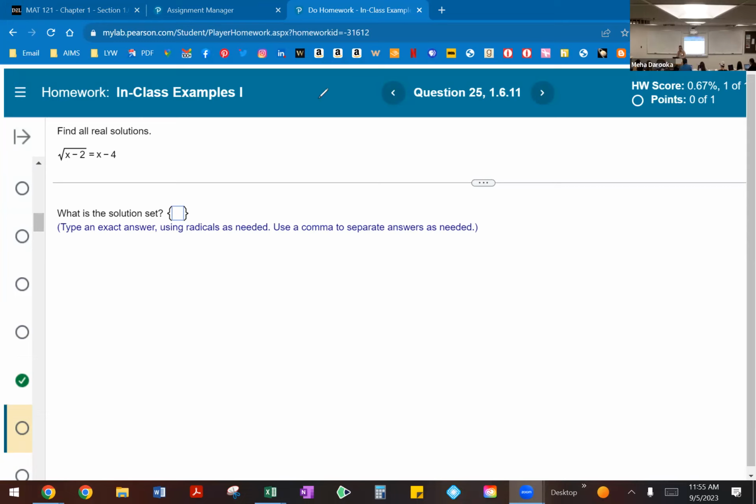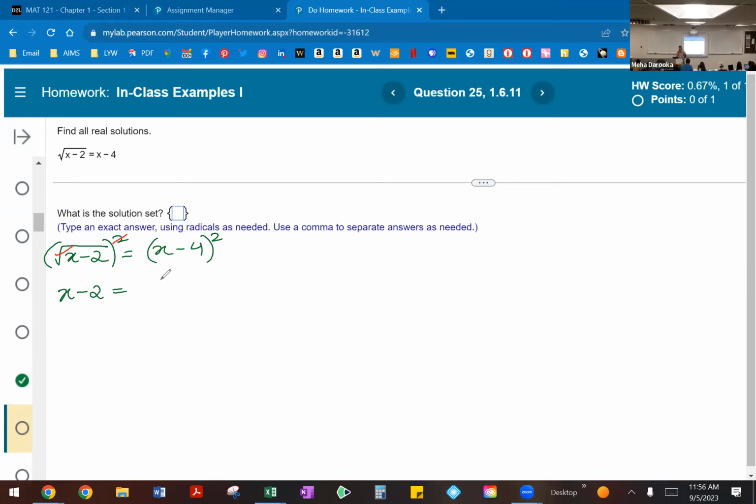So we already have square root of x minus 2 on one side. We have x minus 4 on the other. So your step 1, since we don't have to clean this up, is we can start by squaring both sides of our equation. On the left-hand side, of course, the square and square root will cancel each other out. That's how we get rid of our square root symbol, and we're only left with x minus 2 on the left.